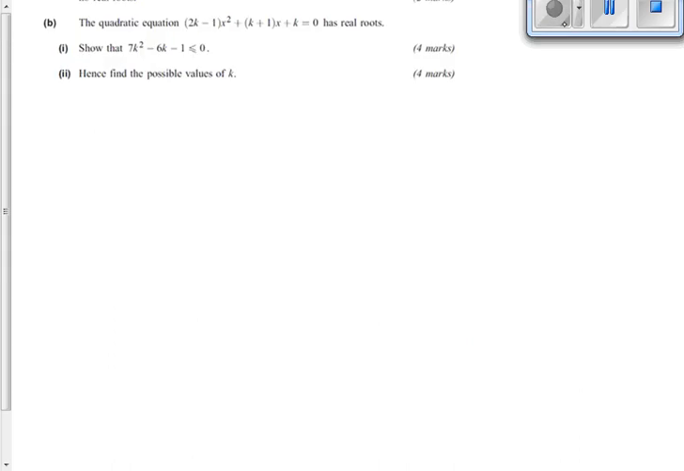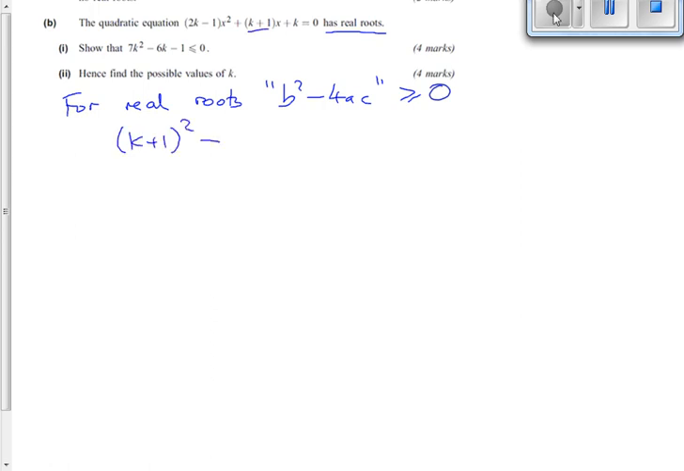Moving on to part B, we have got our b squared minus 4ac parts, and what are we looking for? We're looking for the real roots. So a statement to start, say what we're doing. For real roots, b squared minus 4ac, what do we want? Real, so it's going to be greater than or equal to 0. Got to be positive or equal to 0. So what is b? B's that bit there, k plus 1 squared minus 4 times a, which is that thing there, times by c, which is that, and we want that greater than or equal to 0.